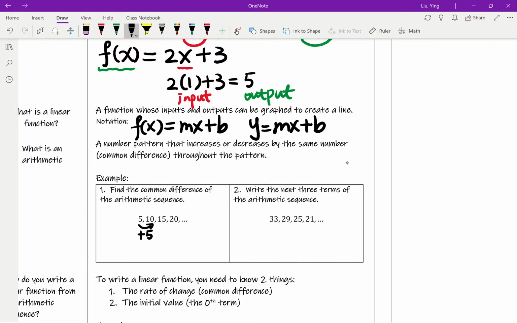Then we check the next two numbers. 10 plus 5 gives us the next number, which is 15. And 15 plus 5 gives us the next number, which is 20. We can see that each time, the difference between two adjacent numbers is always the same. That's why we call it a common difference. Add 5 is the common difference here.